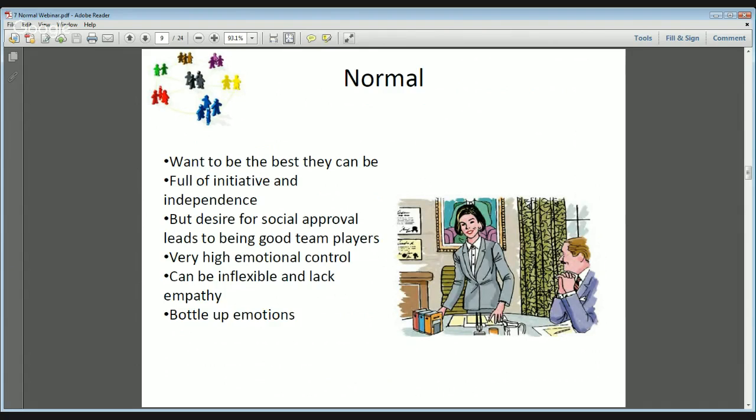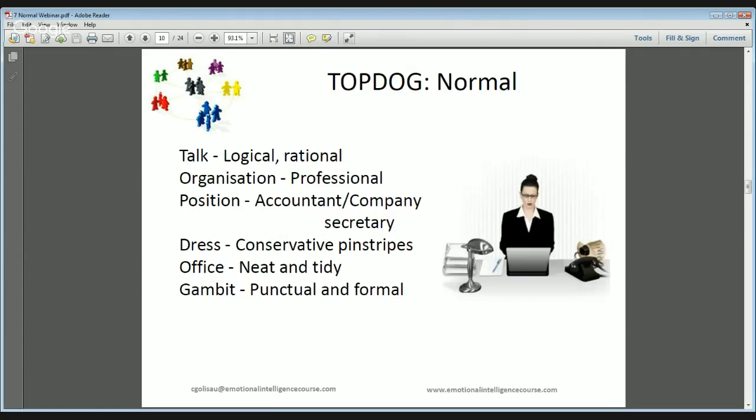Now, what can come across, of course, is that they can be very inflexible, and they lack empathy. And they see people who are very emotional, in fact, as being weak. The other thing that normals do is they tend to bottle up their emotions, and sometimes this can lead to a sudden outburst when another factor comes into play, or under stress. But high emotional control is very much the characteristic of a normal.